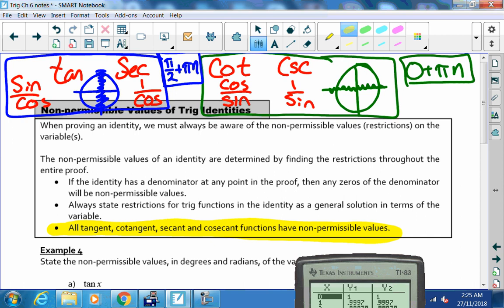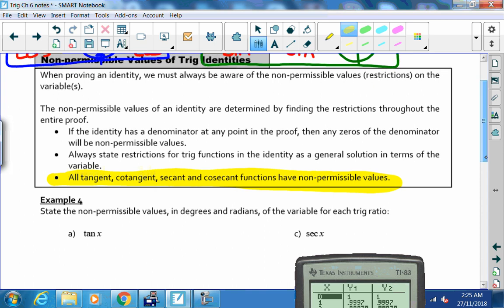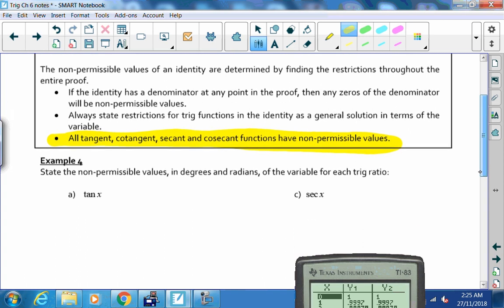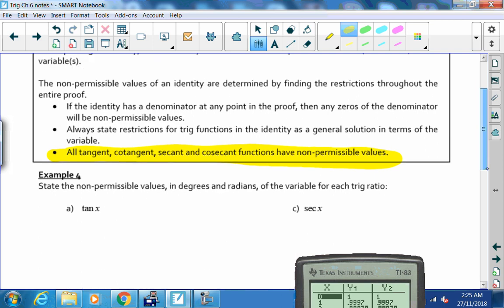There's the precursor or pre-existing non-permissibles that you get with tan, secant, cotan, and cosecant. And then there are situational non-permissibles. A situational non-permissible has something in the denominator, so you go, it can't be 0 because of this, and you solve it out sort of like a little mini equation.